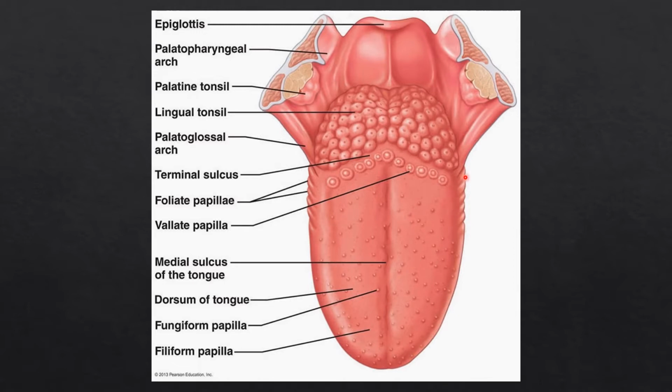Then coming to the vertical papillae, which are called foliate papillae, they are present on the margins of the tongue, just in front of the ends of the sulcus terminalis.